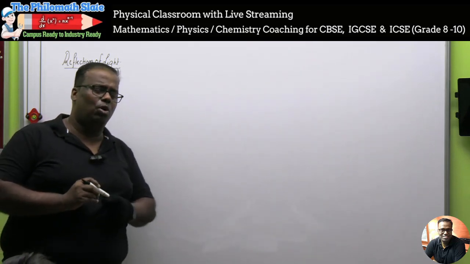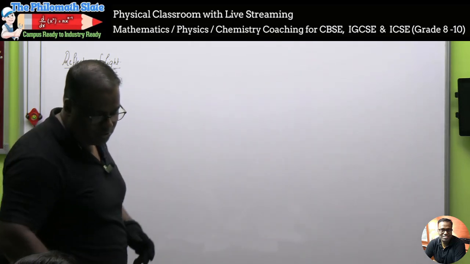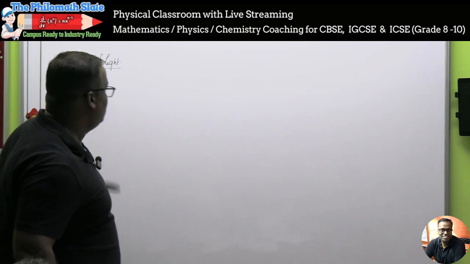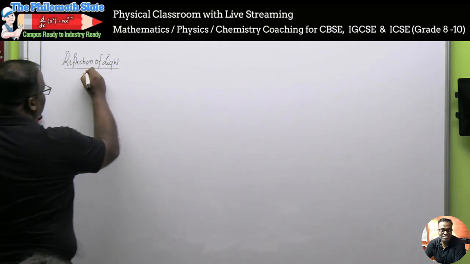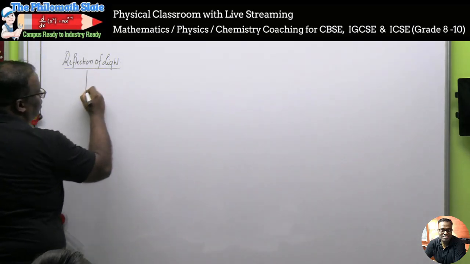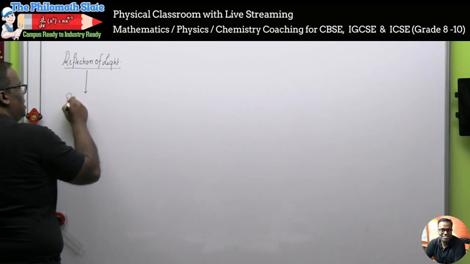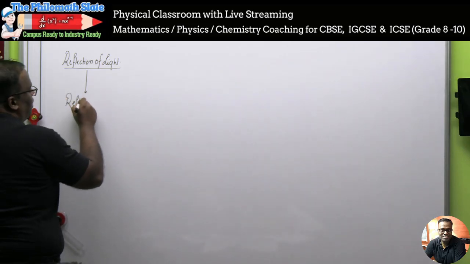तो आज हम उसमें और deep जाएंगे और reflection को समझने की कोशिश करेंगे. So in order for reflection of, now why did I teach you the plane mirror? Because for reflection of light to take place, you should be having a reflecting surface.